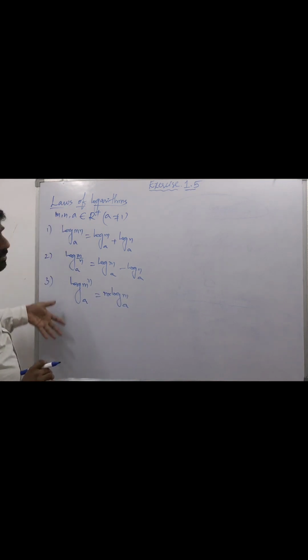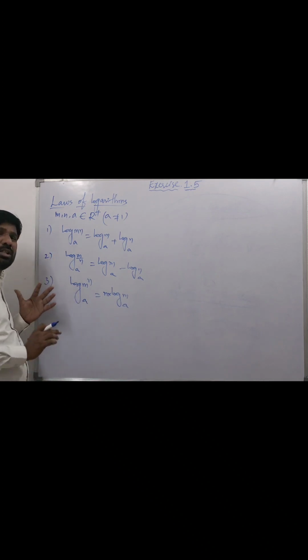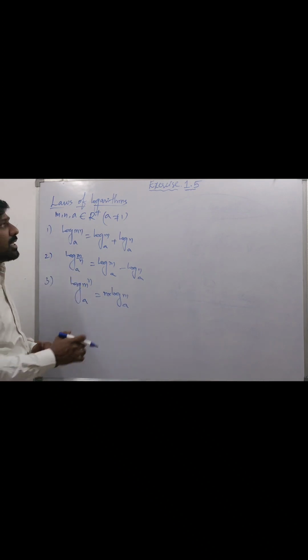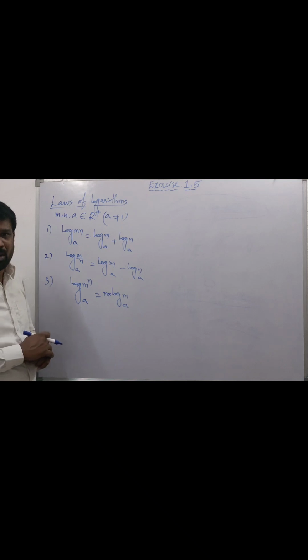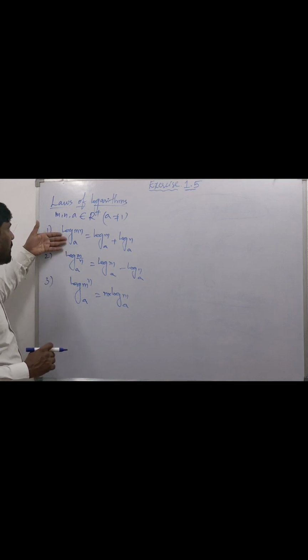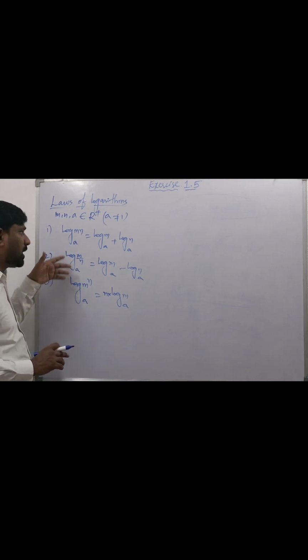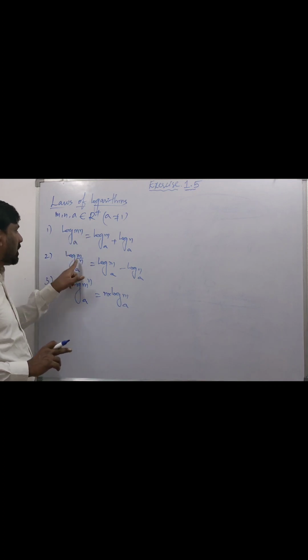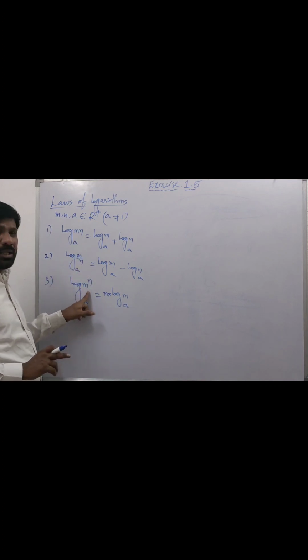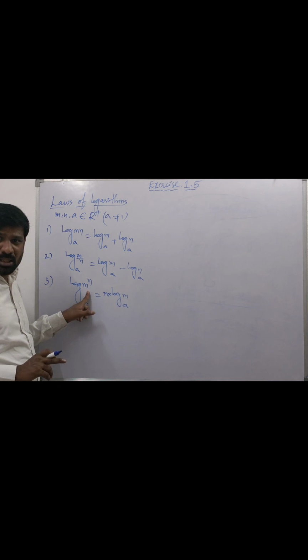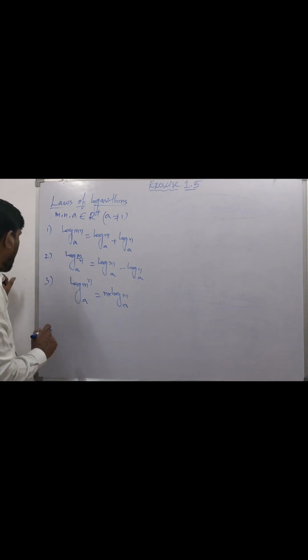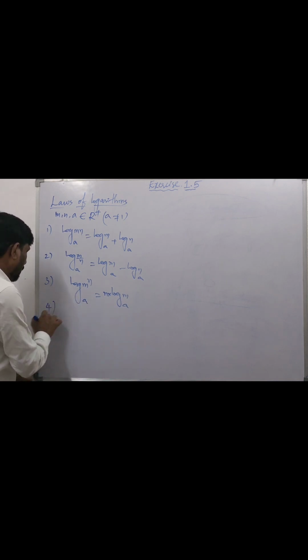These are the three major formulae which we will use to solve the exercise 1.5 sums. First law of logarithm, second law of logarithm, third law of logarithm. Or else logarithm of a product, logarithm of a quotient, logarithm of an exponent. Clear? Next, fourth one.